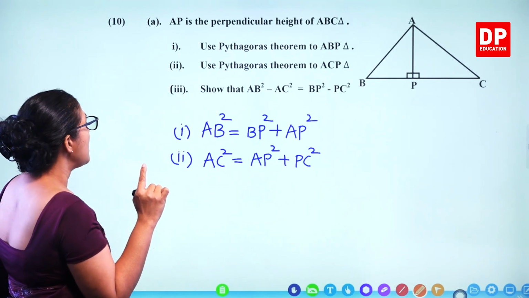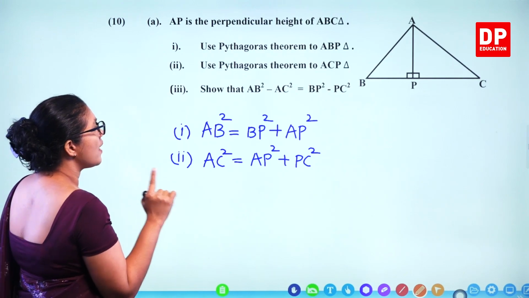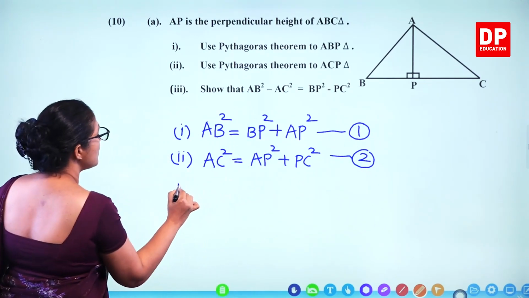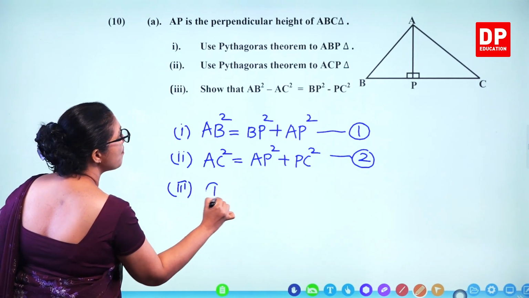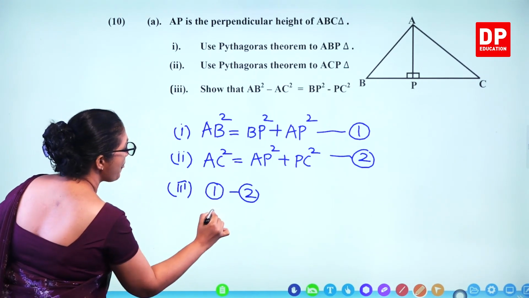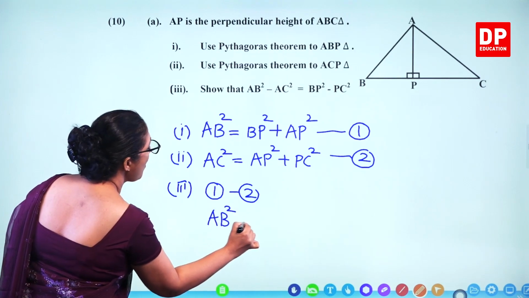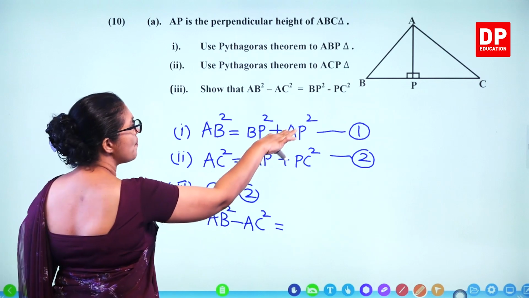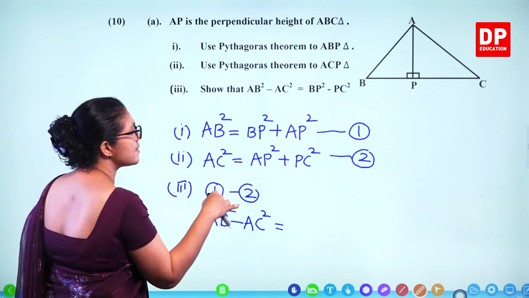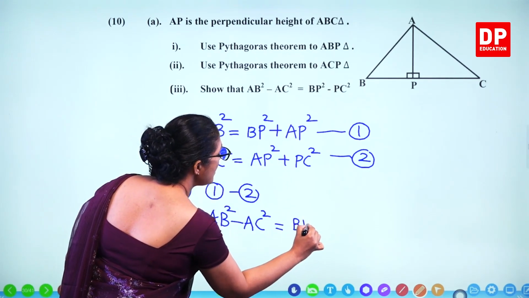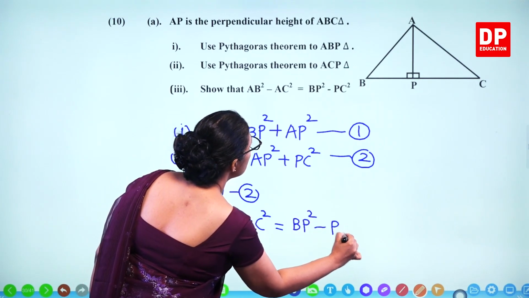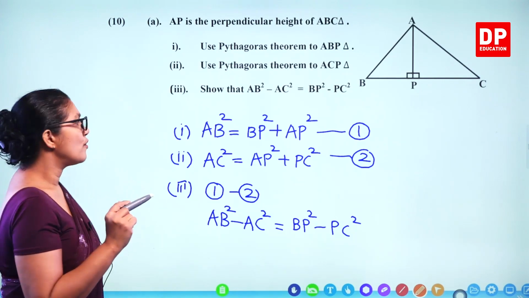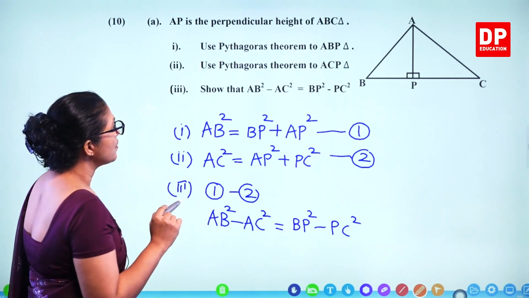Then show that AB squared minus AC squared. So we'll subtract these two. When you subtract 1 minus 2, what do you get? You get the left hand side, AB squared minus AC squared, is equal to... When you subtract, can you see AP squared gets cancelled out? And you get BP squared minus PC squared. So that's what we need. Easily you can find the expression.